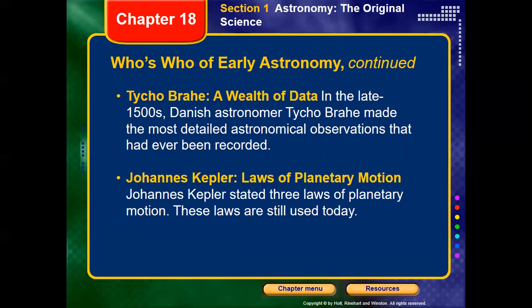The most important thing that he said is that all planets revolve around the sun in elliptical paths. So he somehow gave an idea of the shape of the orbits in which the planets revolve around the sun.